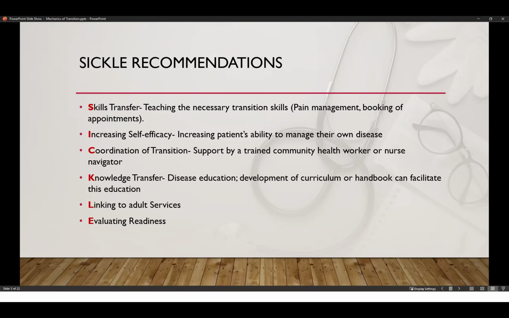And then the knowledge transfer. Programs are supposed to develop a curriculum or a handbook that will facilitate this education. The other piece is we don't just see the patient and push them into the wild. We have to link them to adult services. And with all this, you have to evaluate the patient's readiness, because if they're not ready, of course, you cannot do this. So that is the Sickle recommendation for how to transition a patient. Next slide.